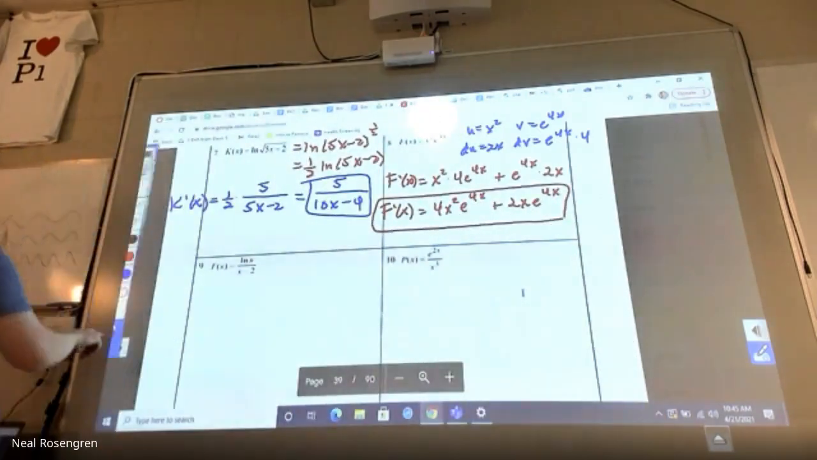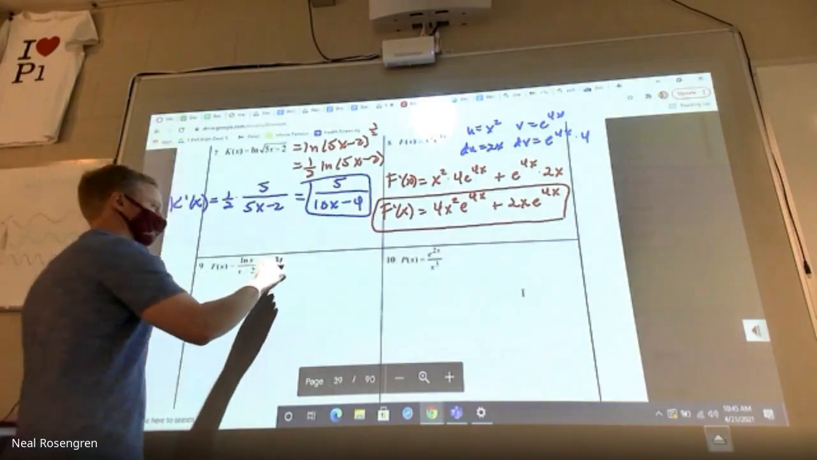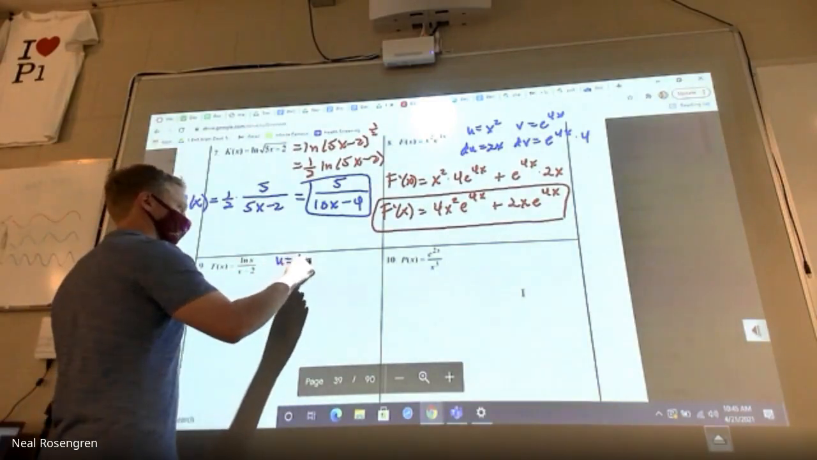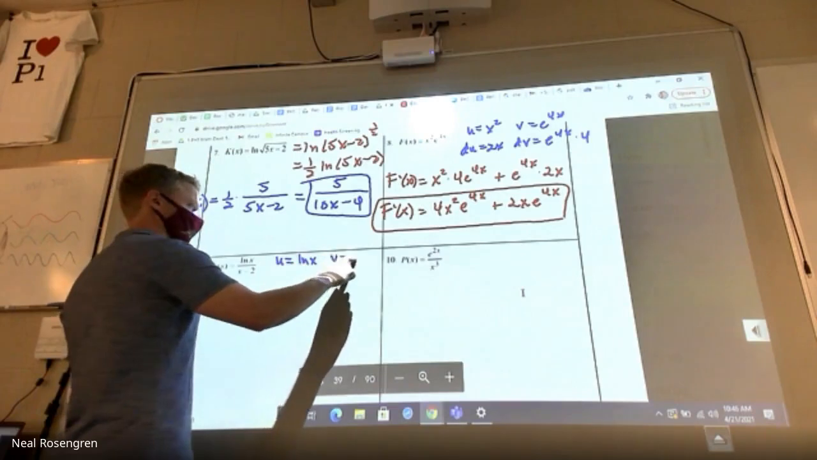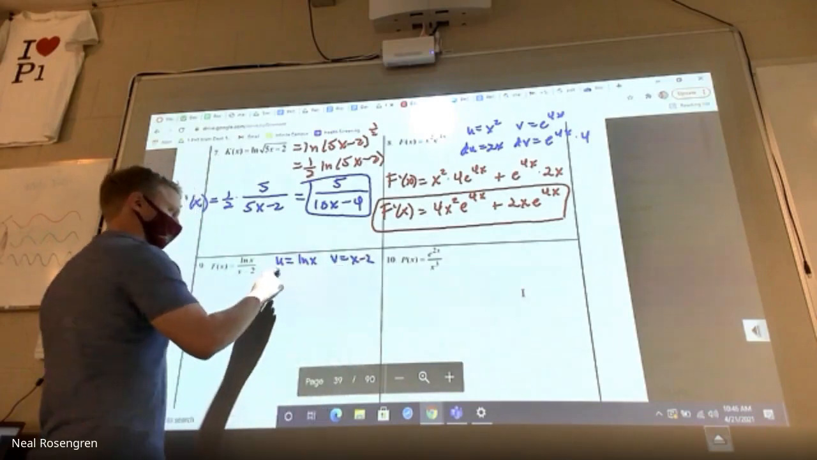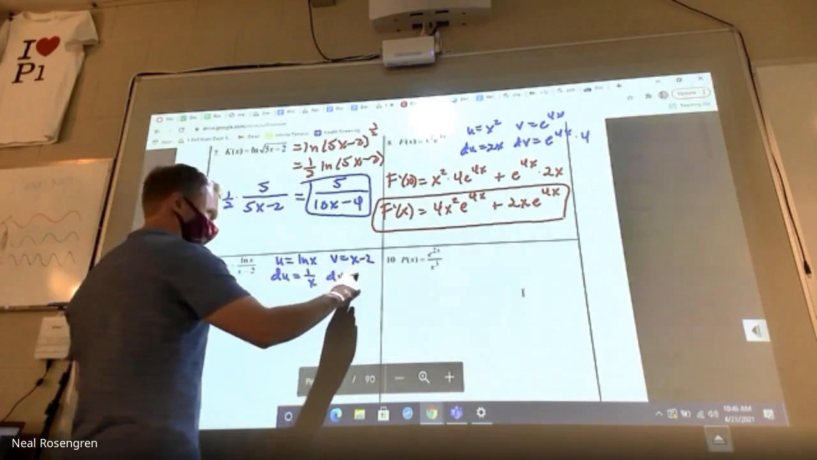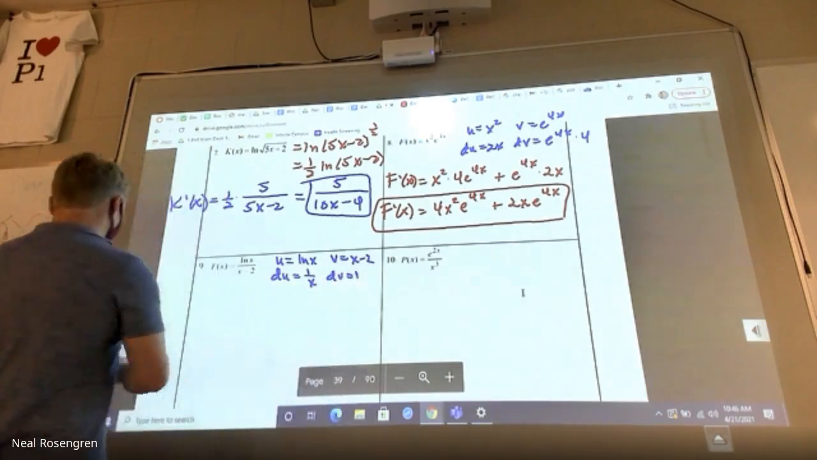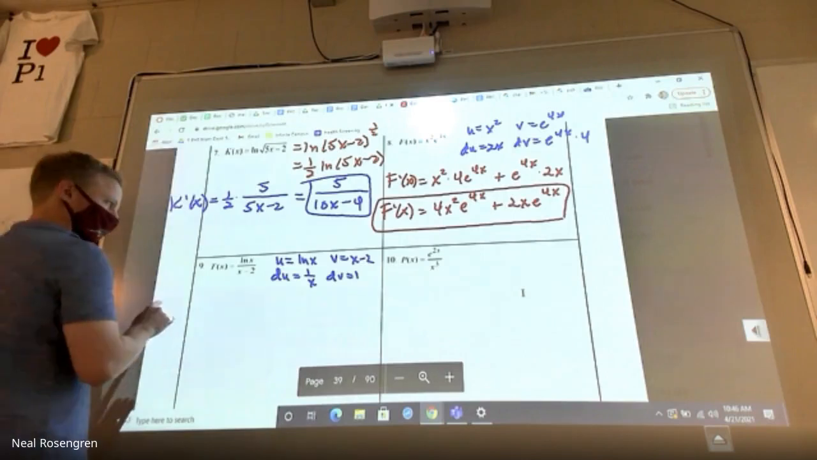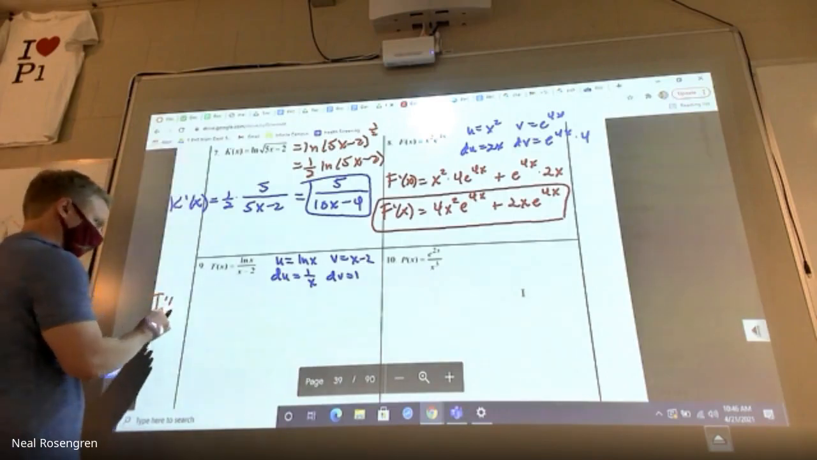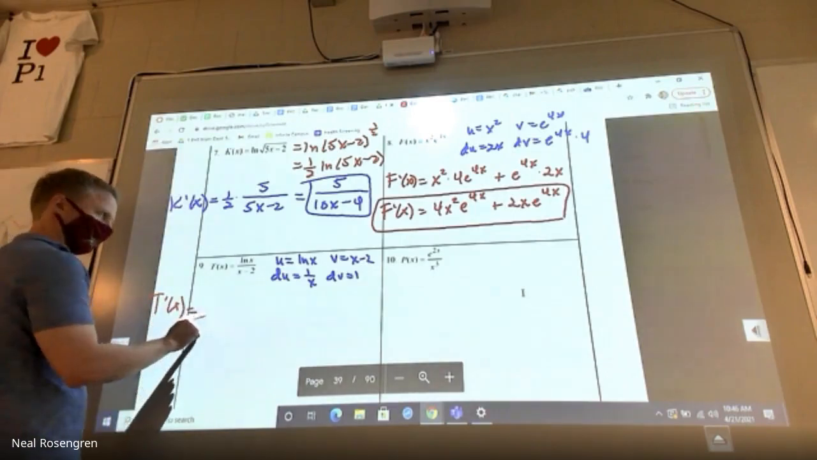There. Ooh, quotient rule. Nice. Oh, I can see where this is going. I got a feeling I got some rational simplifying to do. Let's see how it plays out.